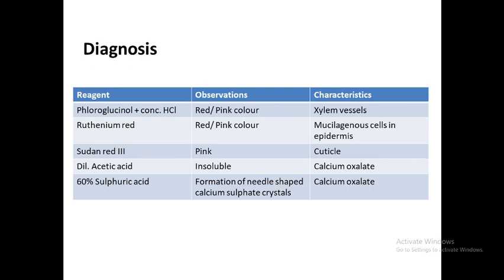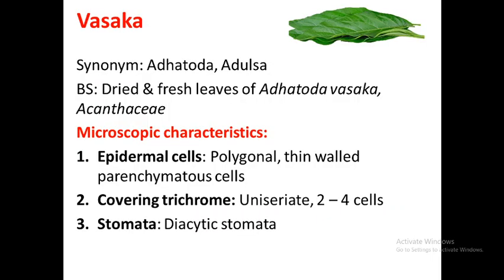In presence of phloroglucinol and concentrated HCl, the xylem vessel shows the red or pink color. In presence of ruthenium red, the mucilaginous cells in epidermis show the red or pink color. Next, in presence of Sudan red, as we discussed, the cuticle shows the pink color. In presence of dilute acetic acid, the calcium oxalate crystals are insoluble, and when treated with 60% sulfuric acid, the calcium sulfate crystals are formed from calcium oxalate. So these are important diagnostic tests.